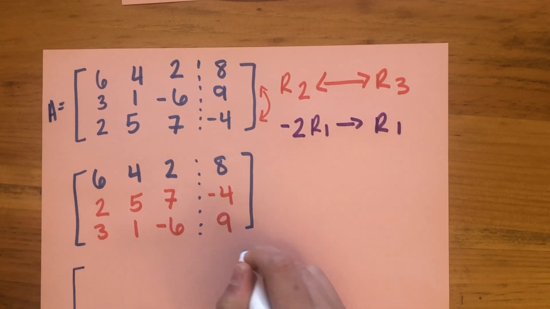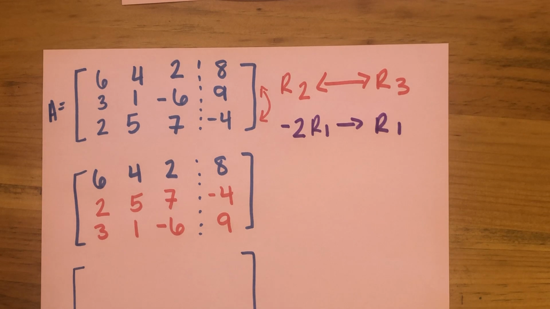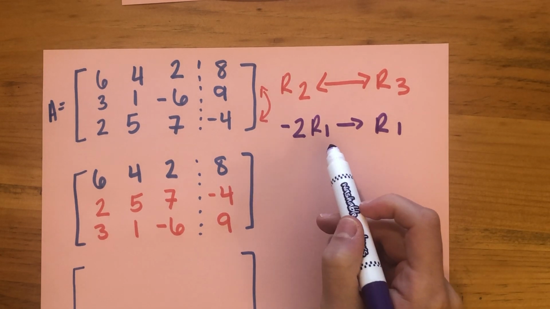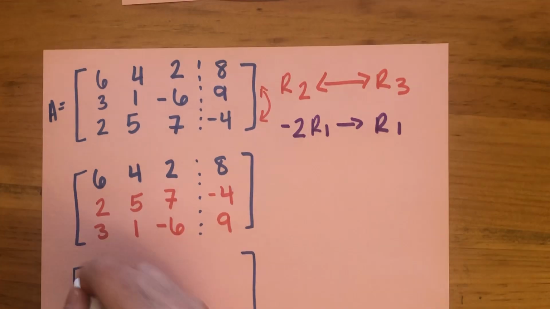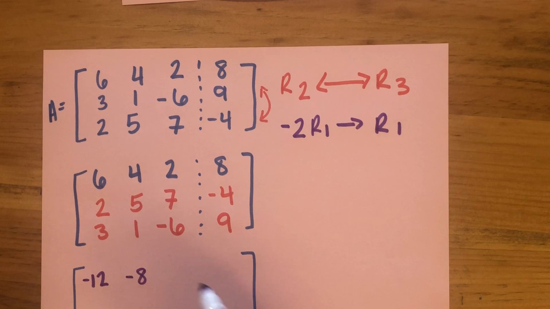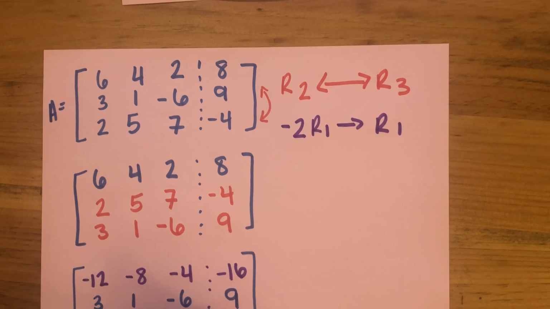Well, row 1 is what's changing, and we're multiplying everything by -2. Well, 6 times -2 is -12. 4 times -2 is -8. 2 times -2 is -4. And 8 times -2 is -16. All of the other rows are staying the same. So we keep 3, 1, -6, 9, 2, 5, 7, -4. So we multiplied.